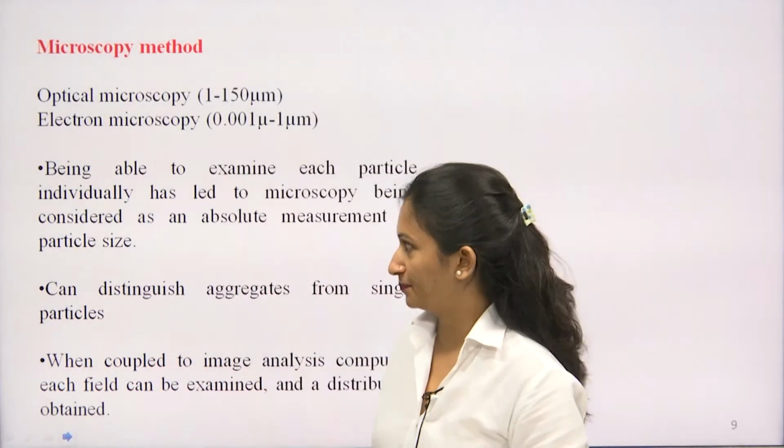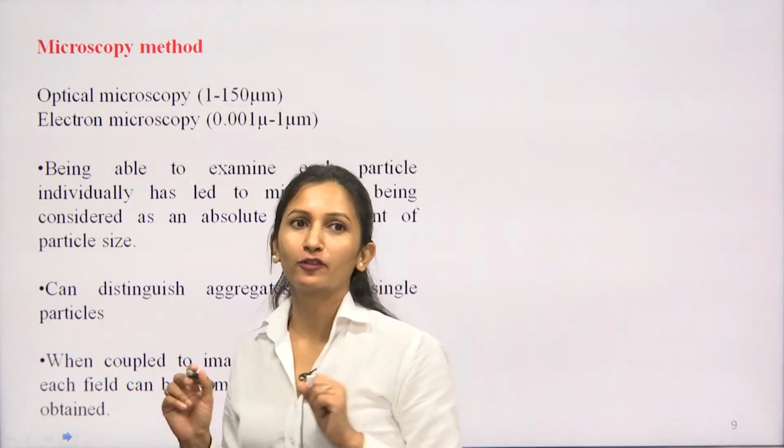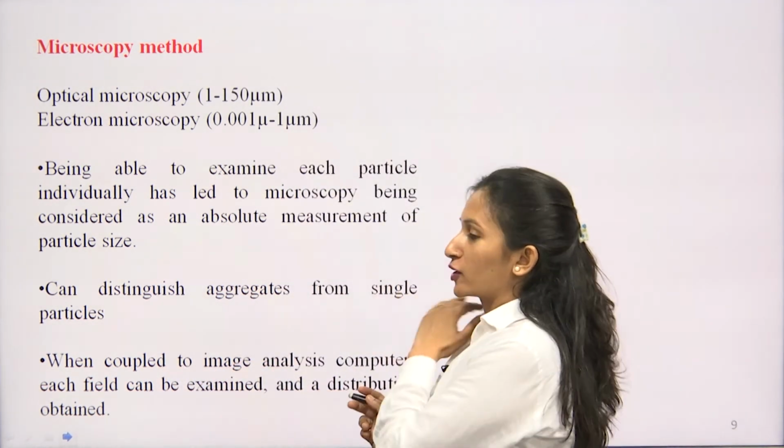So, these are the advantages and disadvantages of this separation method for the determination of the particle size and particle size distribution. So, the next method for the particle size determination is the microscopy method.